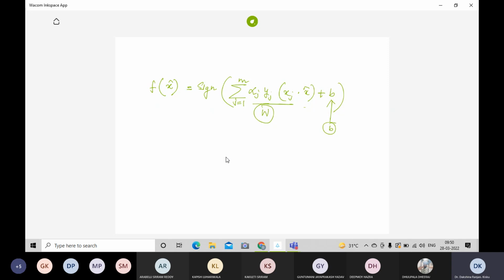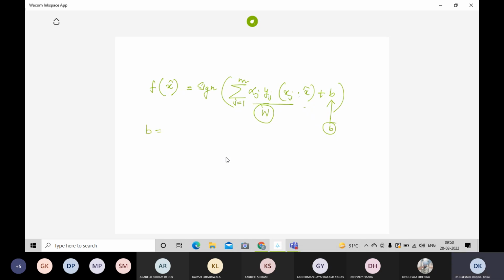These three components are known. So alpha j is known, yj is known, xj is known, and what is unknown? x cap is unknown. So in place of w, we can write alpha j, yj, xj, and this xj will make the dot product with x cap. So here we can write summation over alpha j, yj, xj dot x cap plus bias. So we have estimated w.